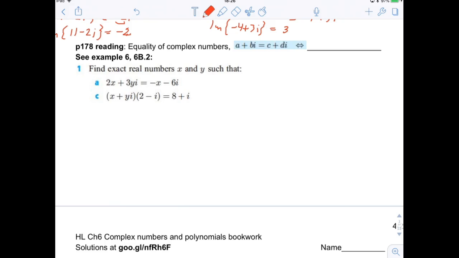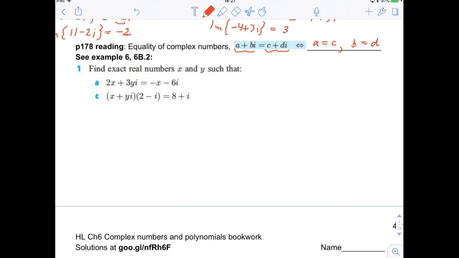On the page 178 reading, talking about equality of complex numbers, if you say that two complex numbers are equal to each other, that is equivalent to saying that the real parts are equal and that the imaginary parts are equal. Okay, moving on.